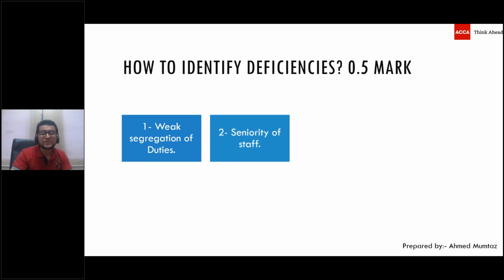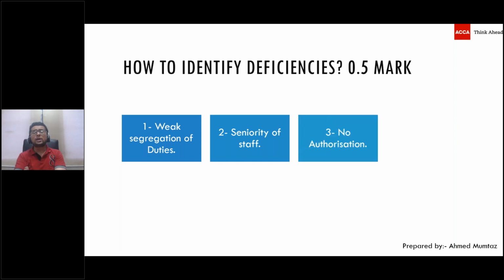Second, if someone is involved in a particular task and that individual is not senior enough, you will consider it as a deficiency. Why? Because maybe that job requires someone to be senior enough, having good enough expertise and knowledge. So what if that individual is not that senior, and as a result he or she might not have the good enough knowledge or experience to deliver the job? So we will consider it as a deficiency. But if someone is performing a particular job having good enough seniority, we will consider it as a good control.